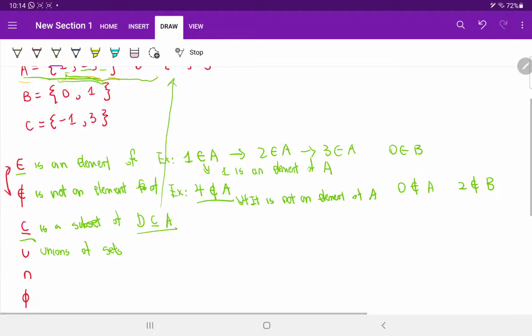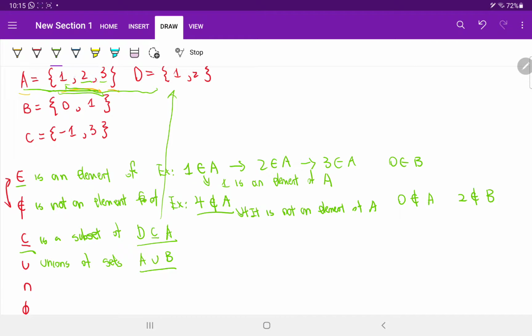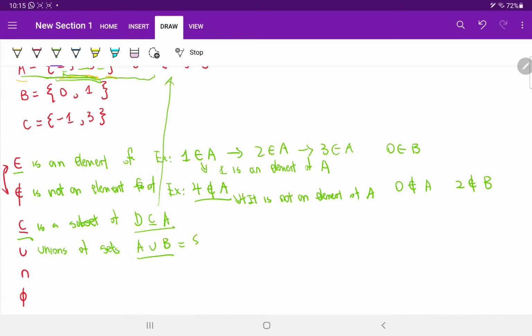So if we want to unify set A and set B, we write it in the form like this: A, use the U notation, B. So what does this mean? This means we try to unify A and B together. So let's look at A and B. A has 1, 2, 3, and B has 0 and 1. So they both have 1 in common. So their answer will actually be 0, 1, 2, 3.